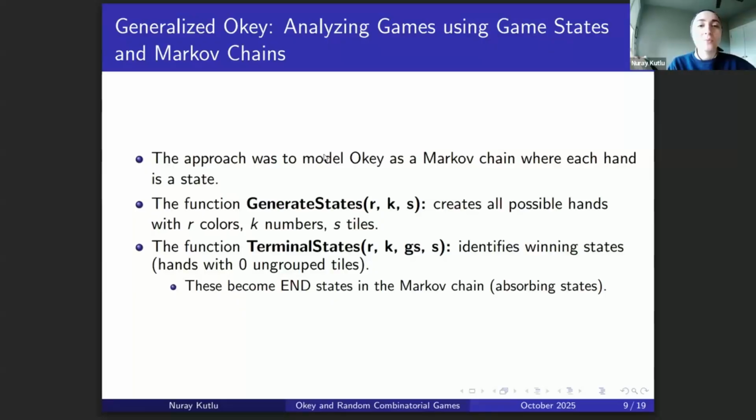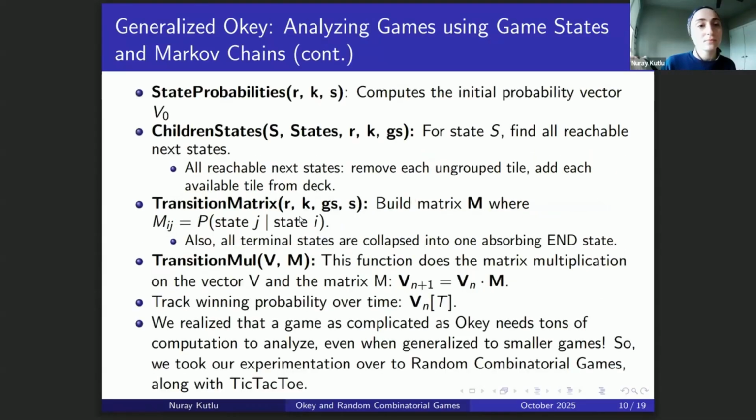Okay. So we wanted to model Okey as a Markov chain, but we wanted to take the states in this case as a specific player's hand. So the function generate states creates all possible hands with R colors, K numbers, and S tiles on the board. As you can imagine, there's going to be a lot of states. And the function terminal states identifies winning states, so states where all of the tiles are grouped. And these become end states or absorbing states in the Markov chain.